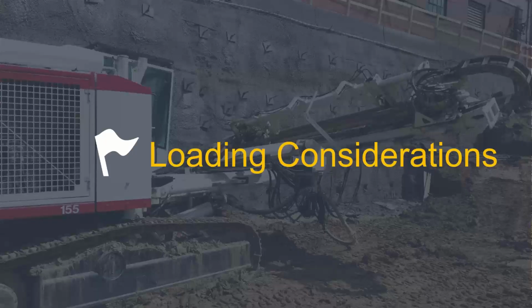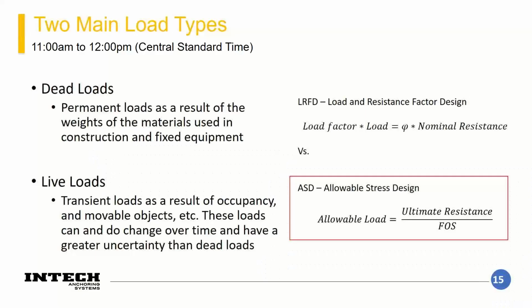So now we're going to talk about the different loading considerations you need to look at. You're always going to have dead loads. Dead loads are permanent loads as a result of the materials used in the structure. If you build a building, you're always going to have the walls and the roof structure and all that. None of that's ever going to go away. So those are called dead loads, and they are permanently acting on the foundations.